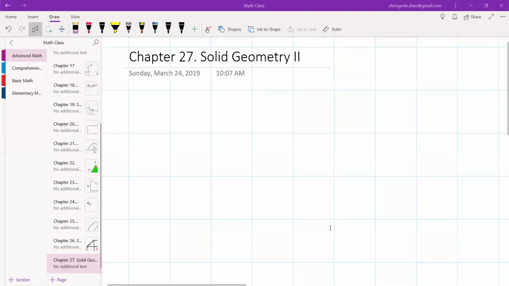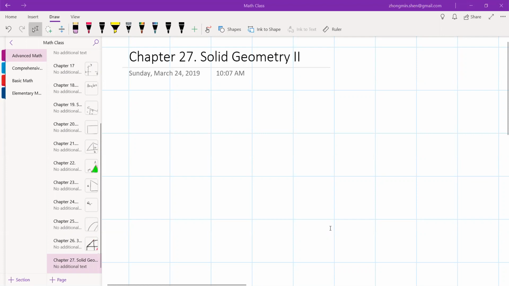Today we're going to study solid geometry. This is the second lesson, and after that, no more geometry. This is the second lesson on solid geometry. It's called 3D geometry.